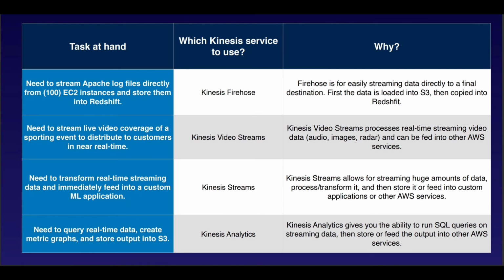Next, we need to stream live video coverage of a sporting event to distribute to customers in real time. Now the Kinesis service that we'll use is Kinesis Video Streams, and this is because we use Kinesis Video Streams to process real-time streaming video data, audio, images, radar and things like that, or feed into a custom application or other AWS services. So we can stream this data into AWS Lambda and then store that data into S3 or other data sources, or feed it into a custom application or our machine learning process.